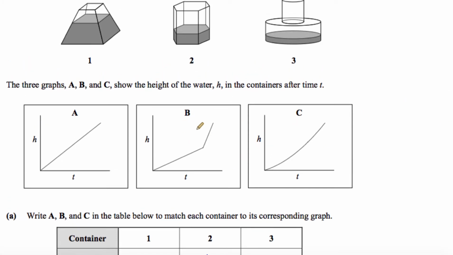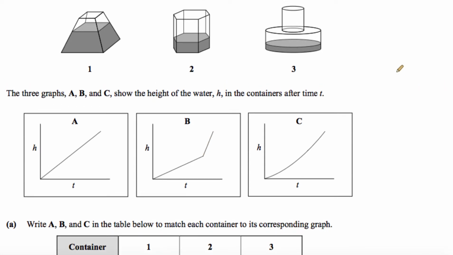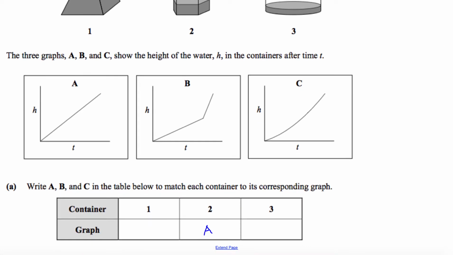Okay, graph B, you can see as time's gone by, the height is going up at a certain rate, and then all of a sudden the height goes up faster. So we can see, if we look at the diagram here, container 3, this kind of cylinder, smaller cylinder on top of a bigger one, would fill up at a certain rate up to here, and then once it goes into this smaller cylinder, the height would fill up faster. So that's why we have this change at this point here in graph B. So graph B is matched to container number 3.